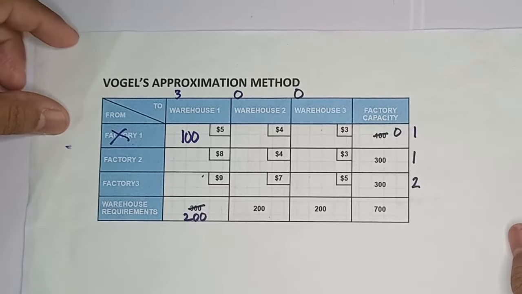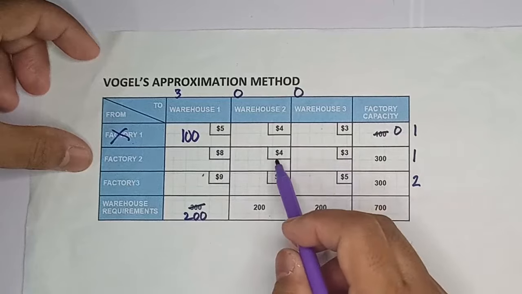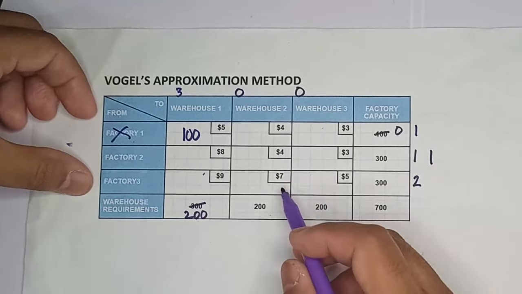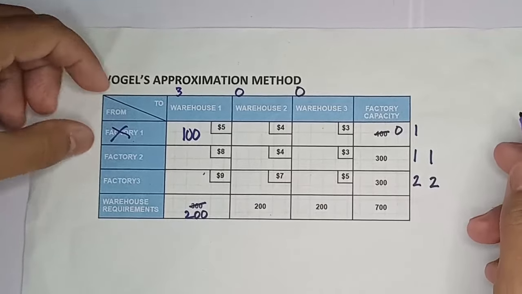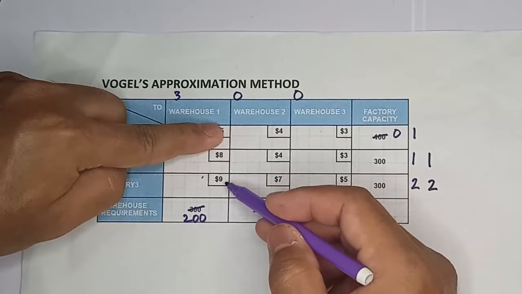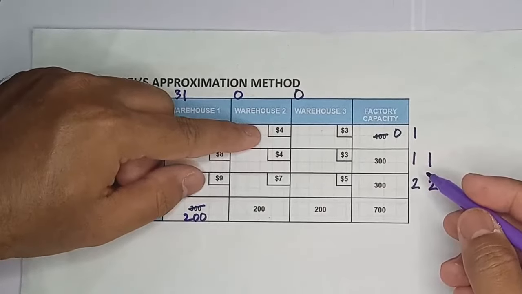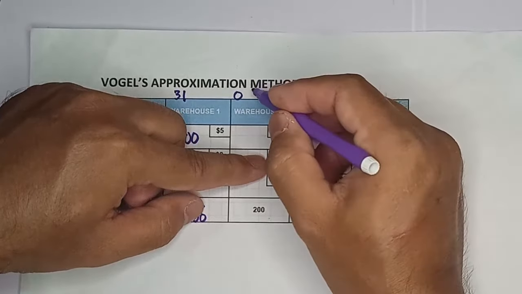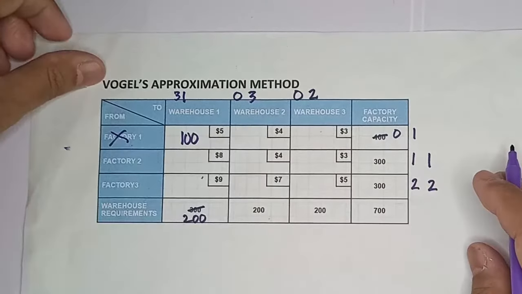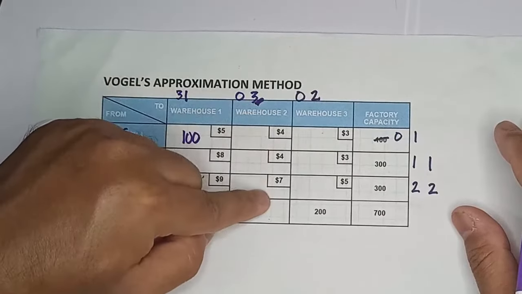For the next allocation, we're going to recompute the new set of opportunity cost. For row 2, the lowest is 3 and the second lowest is 4, so the difference is equal to 1. On factory 3, 7 minus 5, that's equal to 2. For warehouse 1, 5 will no longer be included, so the lowest will be 8 and the second will be 9. Their difference is equal to 1. For warehouse 2, 7 minus 4, that's equal to 3. For warehouse 3, 5 minus 3, that's equal to 2. On this new set of opportunity cost, the highest is 3, meaning the allocation will be on this column.